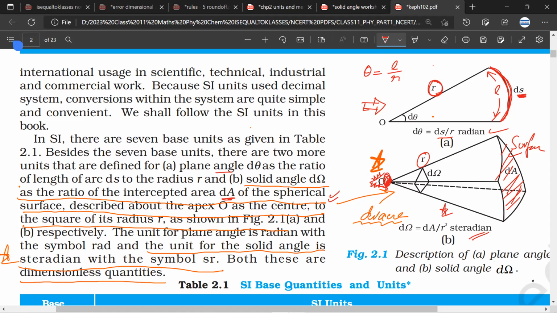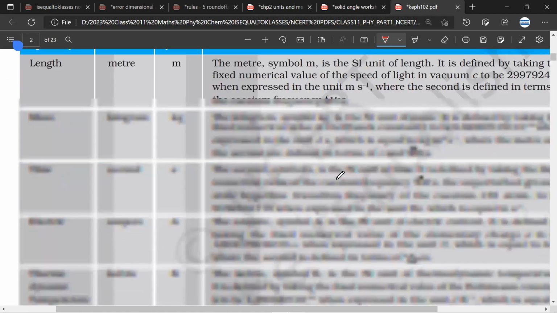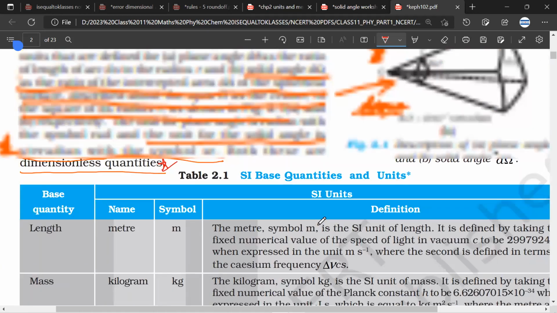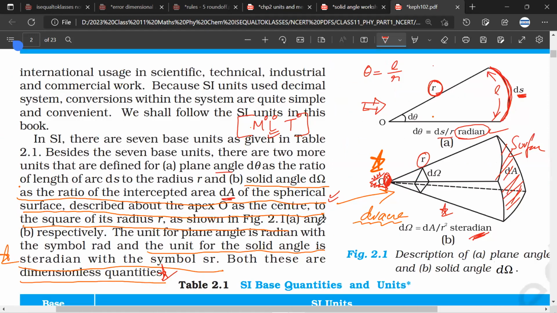Important thing is, radian and steradian are dimensionless quantities. This is what is very important. When we did the MLT dimension system, both radian as well as steradian are dimensionless, at least in terms of length. But when we did dimensional analysis, we understood that there were 7 fundamental quantities and 2 extra quantities. Radian and steradian are the two extra quantities. So the system is 7 plus 2. Are we clear?